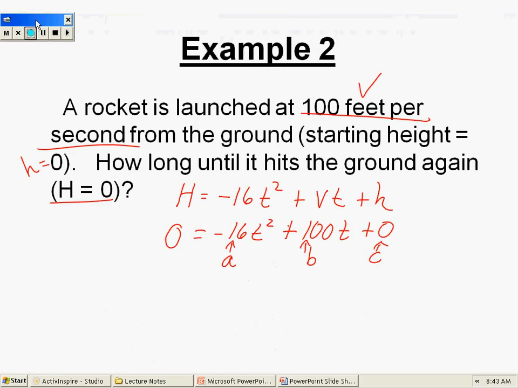Now, I want you guys to do one from beginning to end all on your own, starting with the word problem.